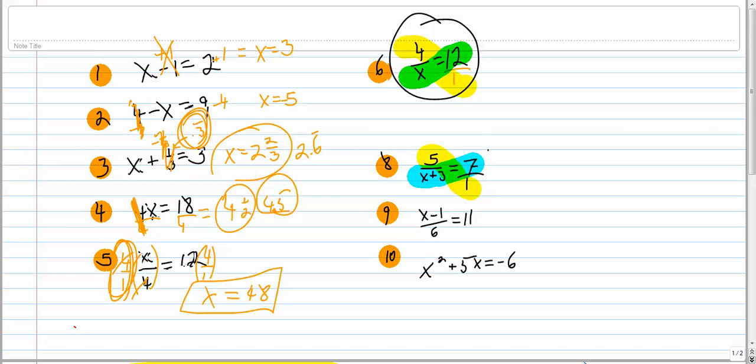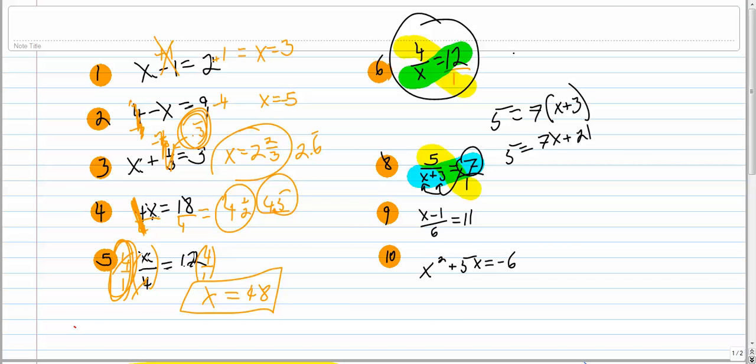So 5 times 1 is 5. And then 7 times (x plus 3). Why did I stick in the parentheses? Because the 7 has to get multiplied by both of these things. So I've got 5 equals 7x plus 21.